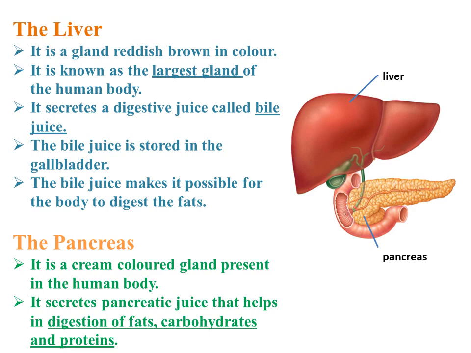Next comes another secretory gland, the pancreas. It is a cream-colored gland present in the human body. It secretes pancreatic juice that helps in the digestion of fats, carbohydrates and proteins. As these two glands secrete their digestive juices into the small intestine, that's where the complete digestion in the small intestine takes place.